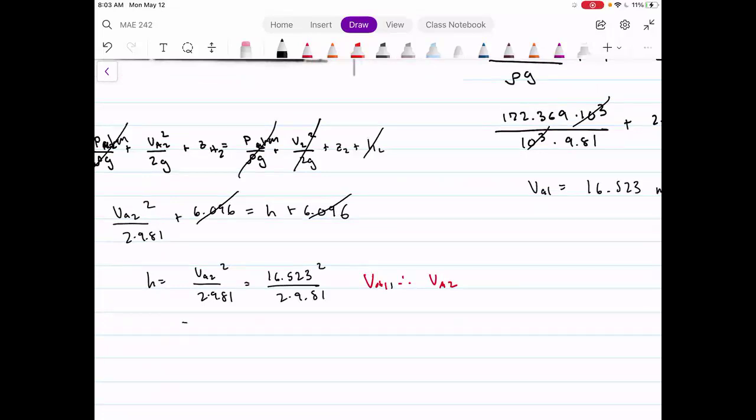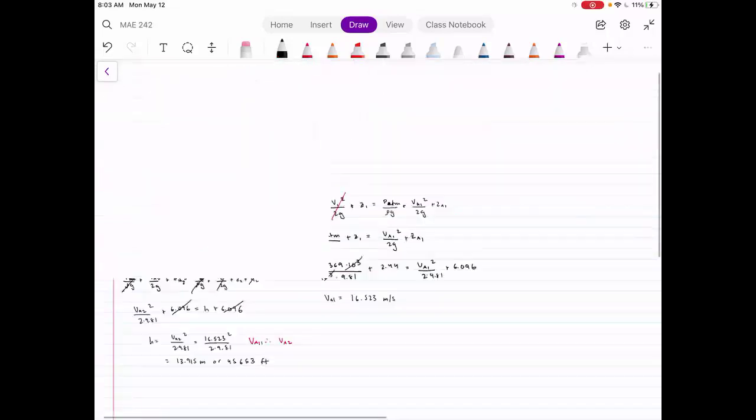And then solving for H, we should end up with 13.915 meters, or 45.653 feet. And that pretty much concludes the problem.